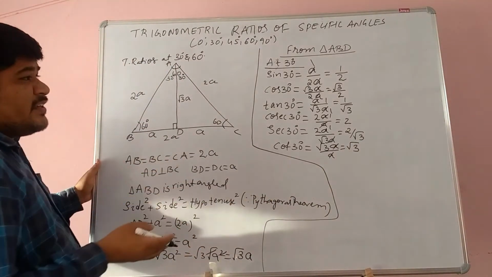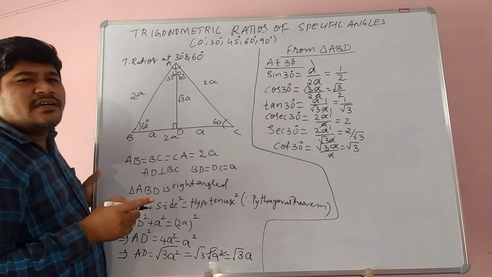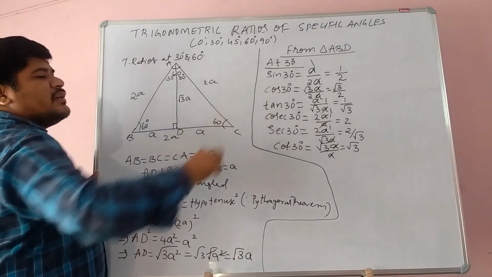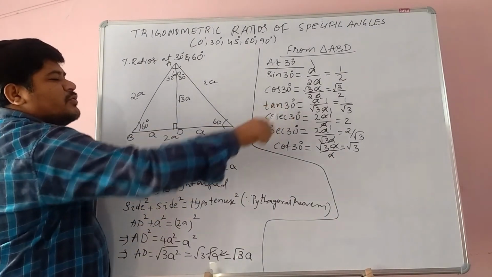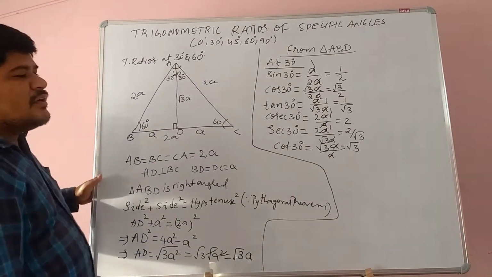Okay, so once again see children, sin 30 value is 1 by 2. Cos 30 is root 3 by 2. Tan 30 is 1 by root 3. Cosecant 30 is 2. Secant 30 is 2 by root 3. Cot 30 value is root 3.